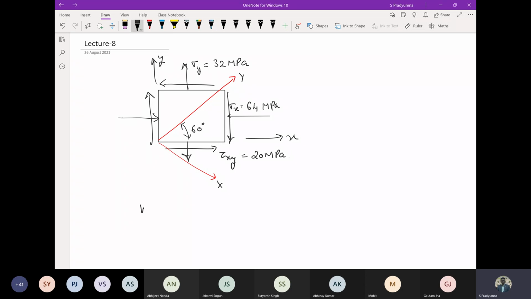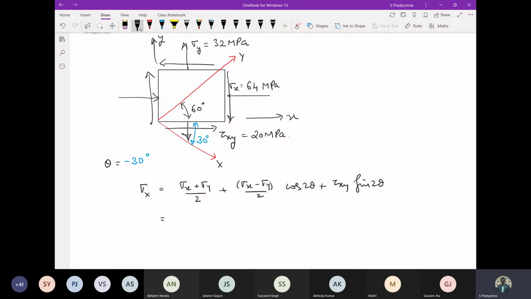So we want to find out what is sigma x. Sigma x is equal to sigma x plus sigma y by 2 plus sigma x minus sigma y by 2 into cos 2 theta plus tau xy sin 2 theta. So what is the value of theta here? Theta is the angle between the x and x axis. It is equal to 30 degree. Therefore here it is equal to minus 30 degree. Okay, so I can substitute here.